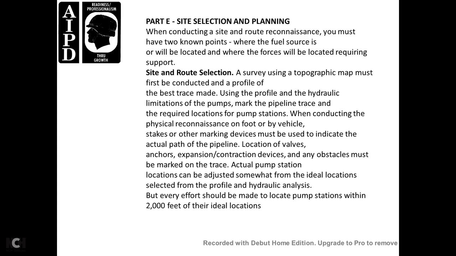Part E, site selection and planning. When conducting a site and route reconnaissance, you must have two known points: where the fuel source will be located and where the forces requiring the support will be located. Site and route selection: the survey using the topographical map must be conducted with the profile.